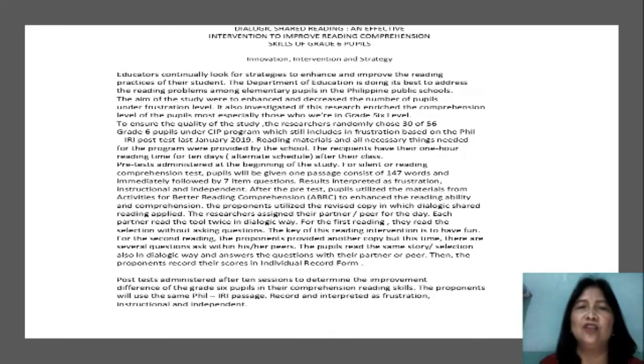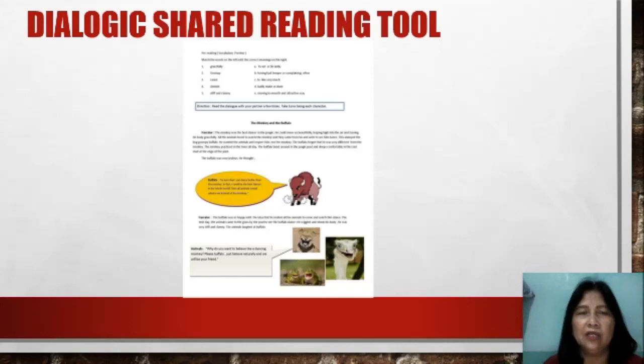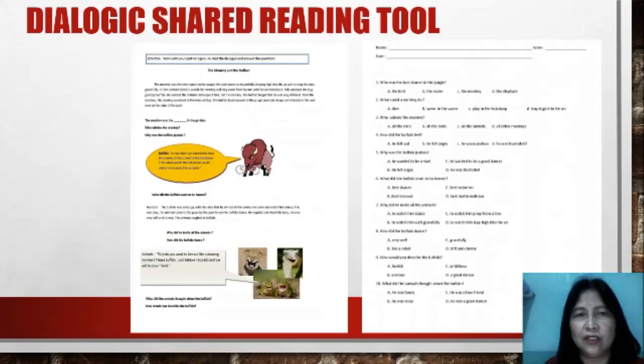Next is the dialogic shared reading, another research, of course, with different strategies used. Okay, so in here, this is the example of dialogic shared reading composed by the researcher. Then, questions answered from the dialogue itself.